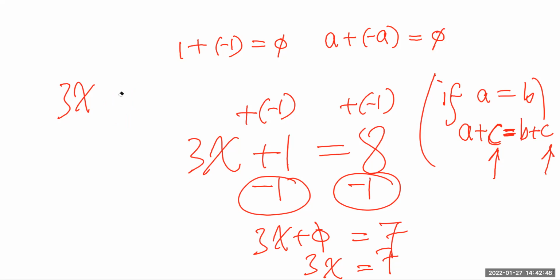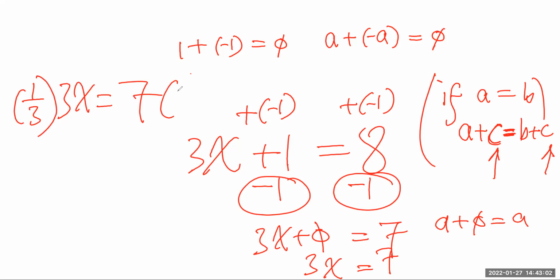Yes. And we do follow the rule. Here, a number adding 0 is the number itself. Good. So now we're going to multiply 1/3 on both sides. On this side, 1/3 times 3 is 1, right? Yes. On that side, it's basically 7/3.